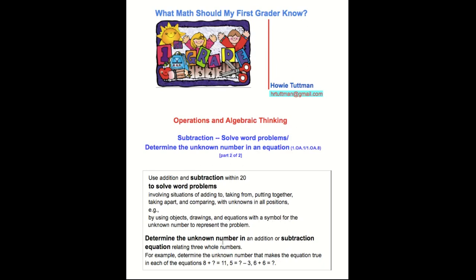Determine the unknown number in an addition or subtraction equation relating 3 whole numbers. For example, determine the unknown number that makes the equation true in each of the equations. 8 plus question mark is equal to 11. 5 is equal to question mark minus 3. 6 plus 6 is equal to question mark.